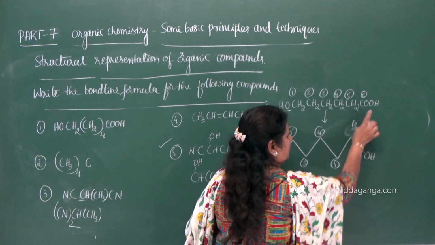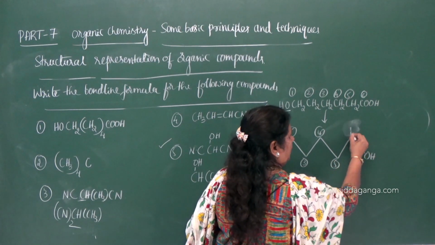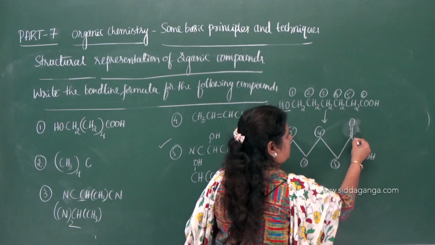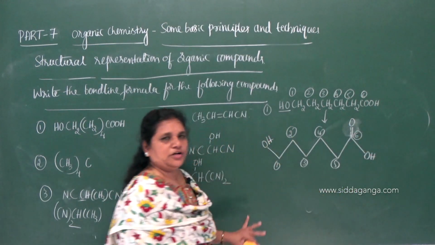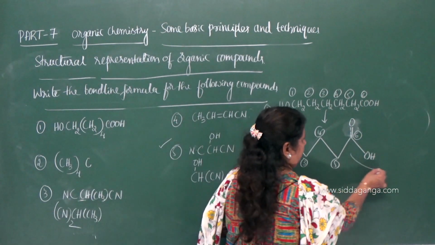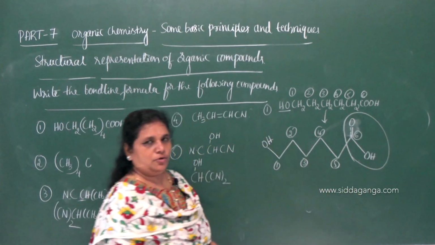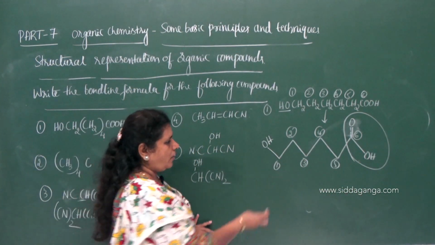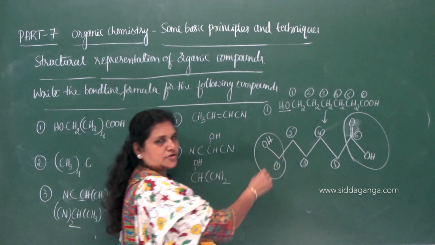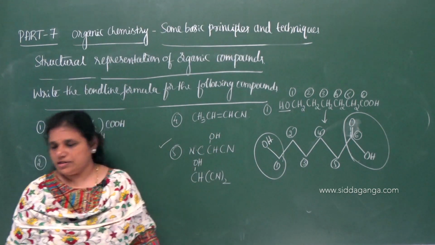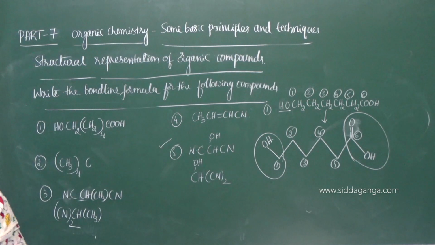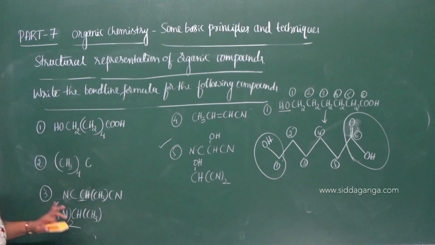So this is the representation of carboxylic acid. This is the sixth carbon, functional group. This is the COOH group, functional group, and this is the alcohol group. This is the functional group at this end. So this is the bond line representation of the first compound. Move on to the second.